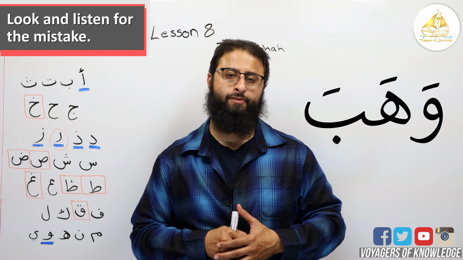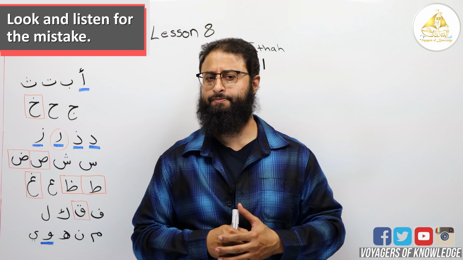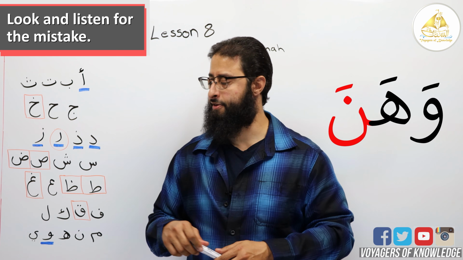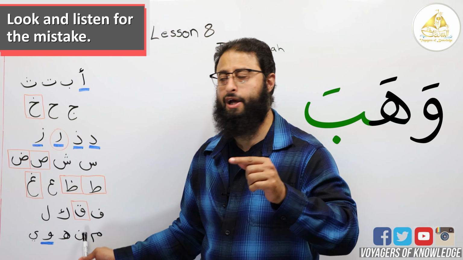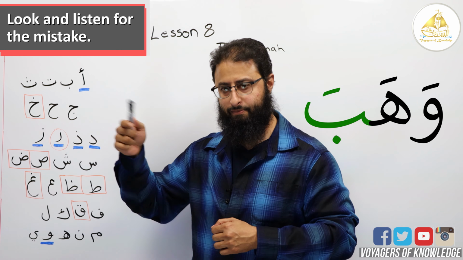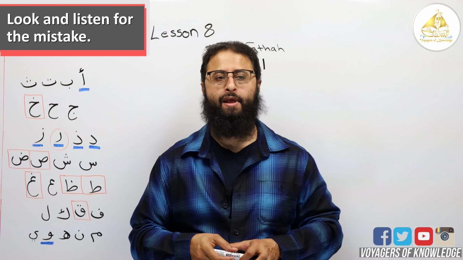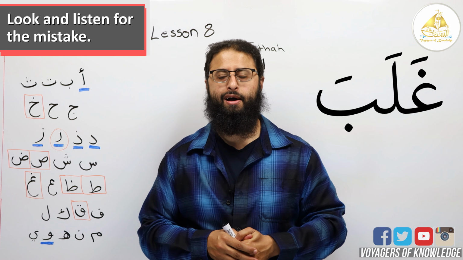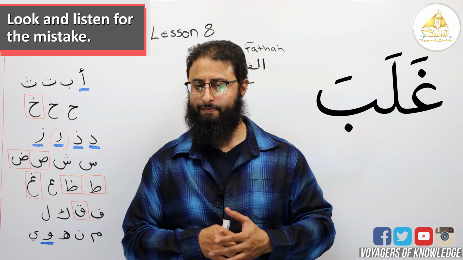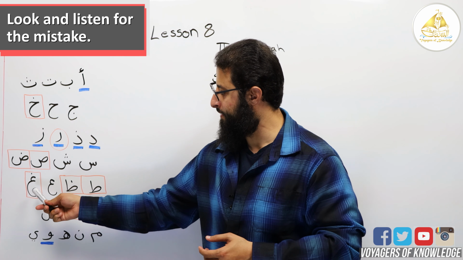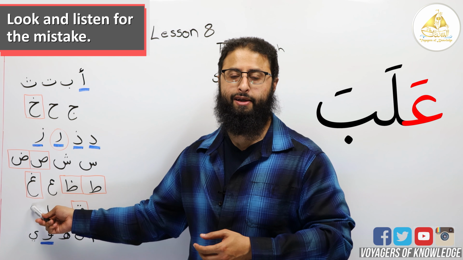Let's go to the third word. وهن. Did you find the mistake? It's the last letter. I pronounced it as a noon instead of a ba, which has the dot on the bottom. The next word, علب. Did you catch the mistake? It was here. I pronounced the ayn when it should have been a ghayn.